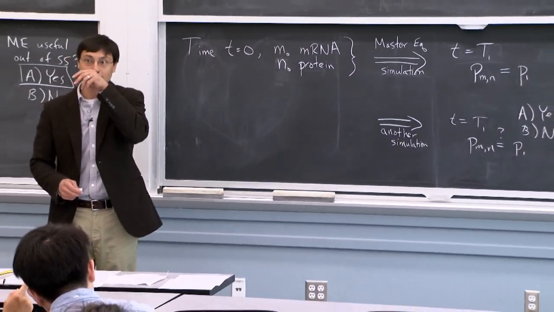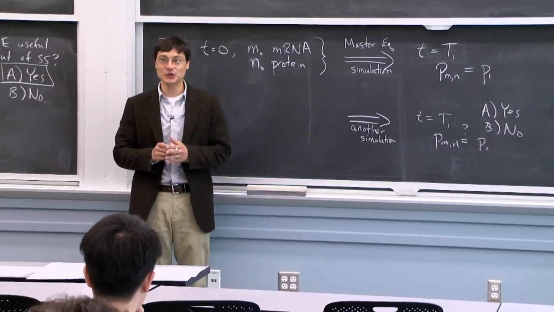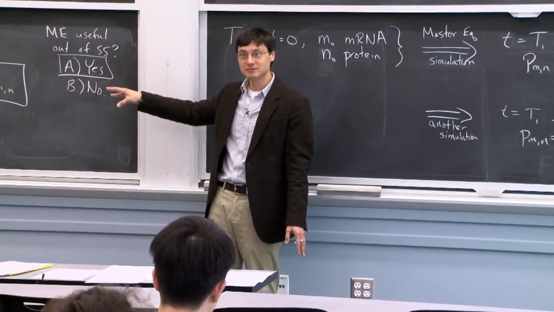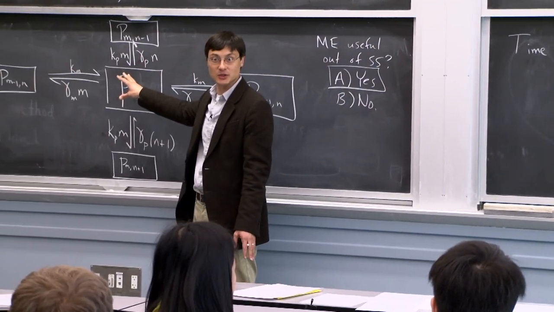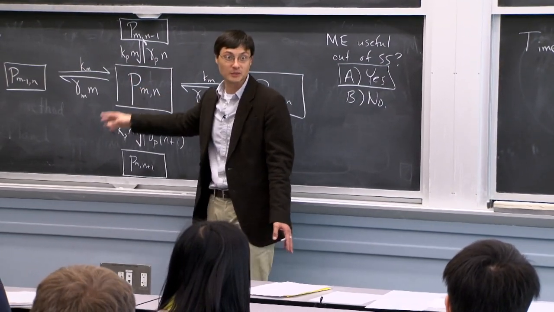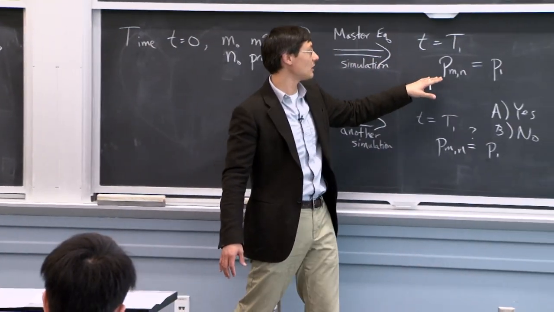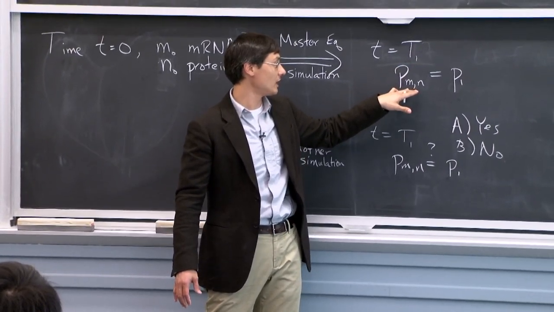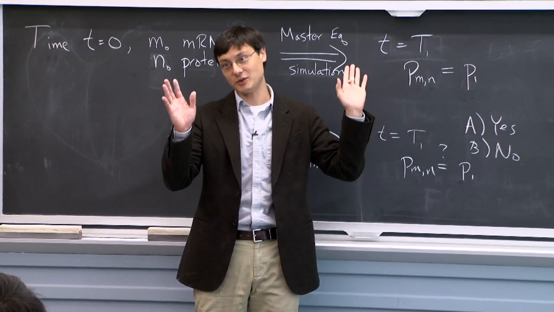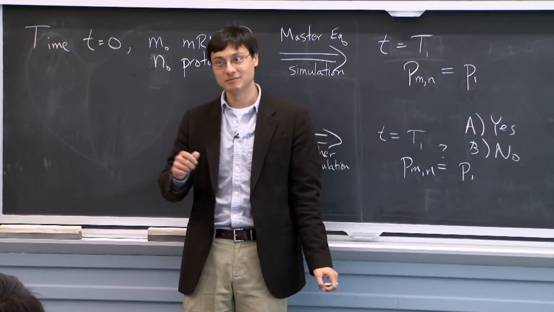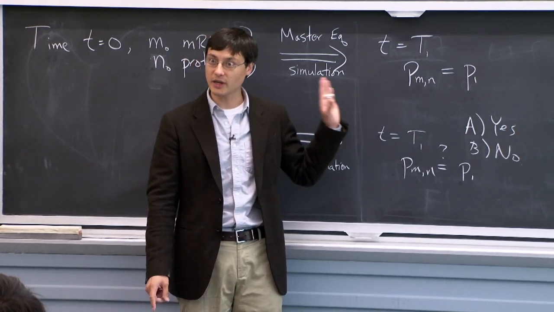I'm sorry, what's that? Right, okay. This is just you programming your computer to use the master equation to solve how the probabilities are going to evolve. I'm telling you, start with some initial distribution, and if you do it once, it says the probability that you're going to have m mRNA and n proteins at this time is p1, say 10%. Great. Now I'm asking, if you go back and do it again, will you again get 10%, or is this output stochastic?